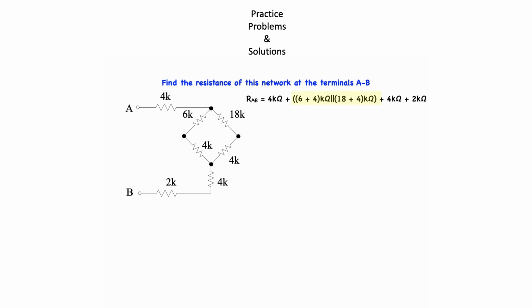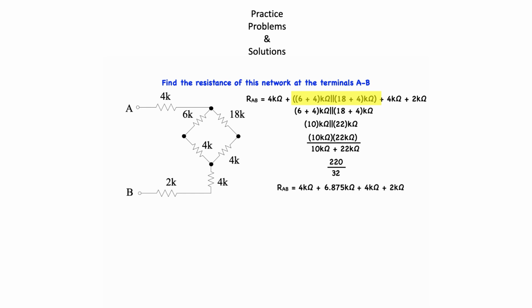Dealing only with the two parallel quantities first, 6 plus 4k ohm in parallel with 18 plus 4k ohm, which reduces to 10k ohm in parallel with 22k ohm, which is the same as 10k ohm times 22k ohm divided by the quantity 10k ohm plus 22k ohm, or 220 divided by 32, which equates to 6.875 k ohm.